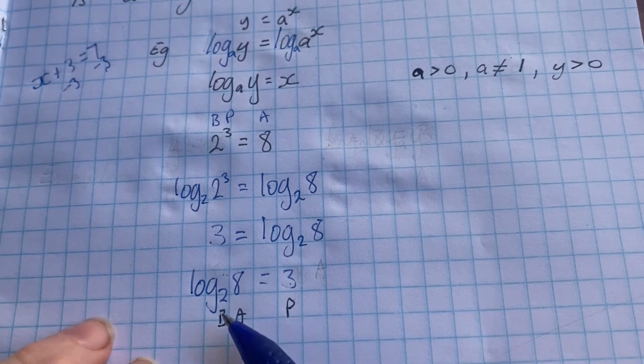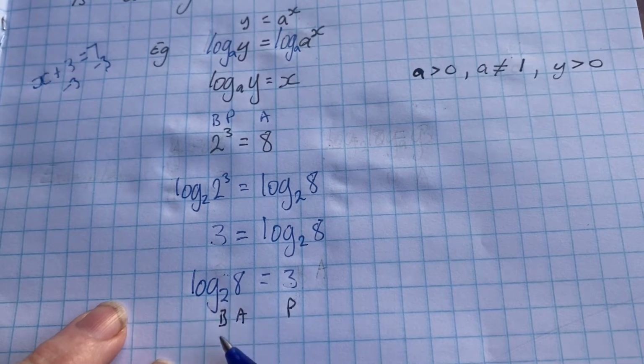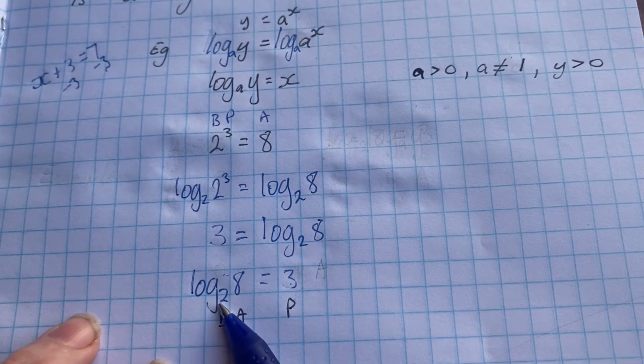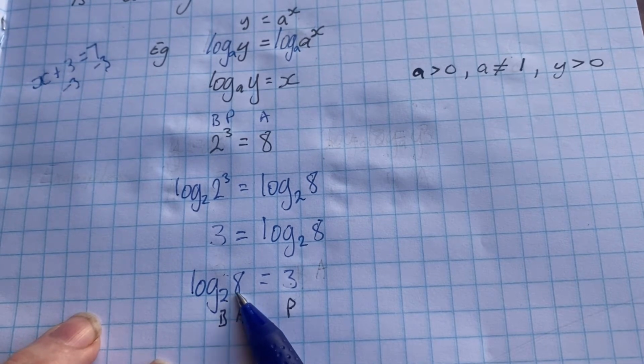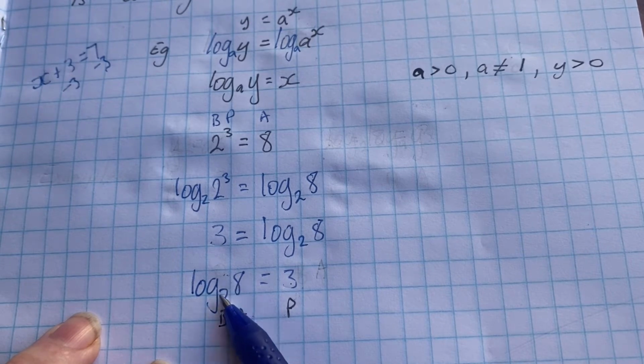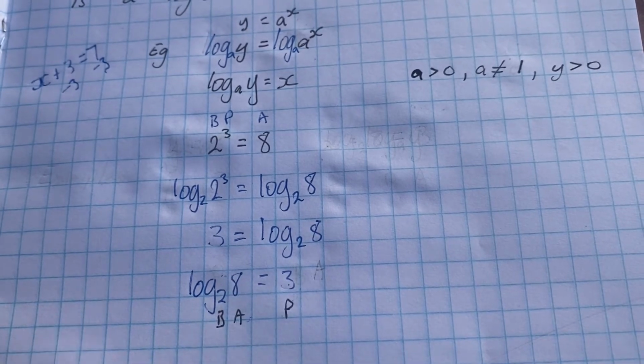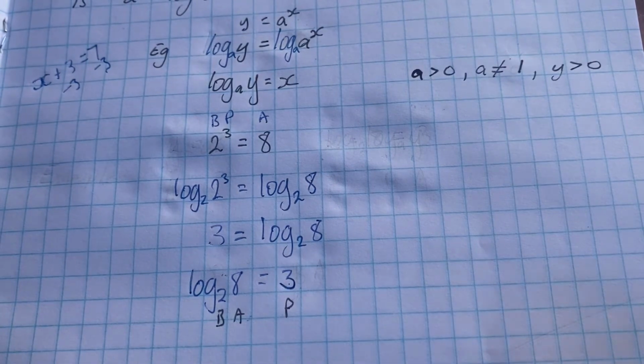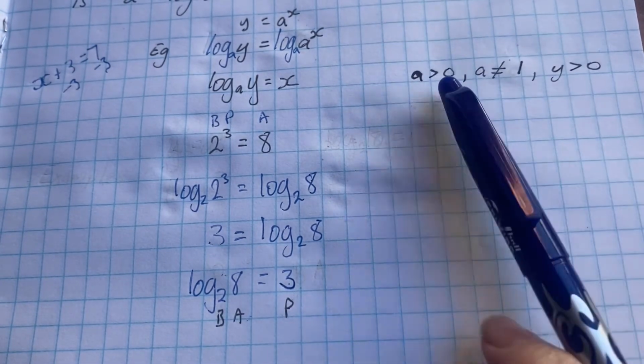Essentially, if you see log base 2 of 8, you really need to say to yourself, 2 to the power of what number equals 8? And in this case, it's 3. 2 to the power of 3 equals 8. So you're saying what little number goes on that 2 to make a little equation that is correct.